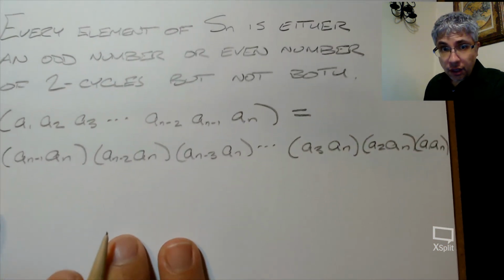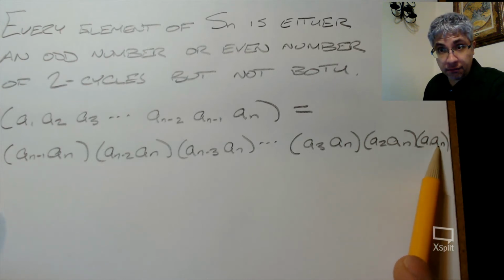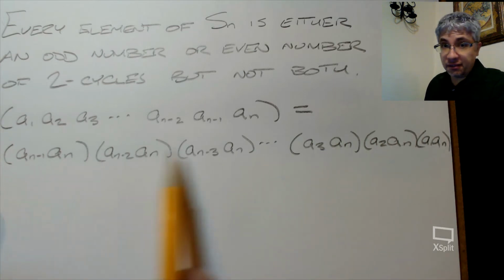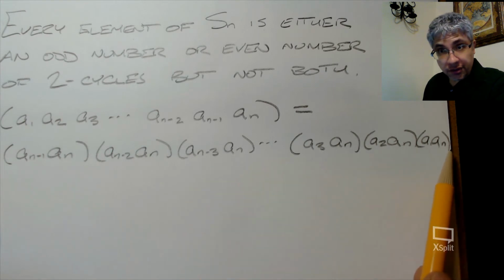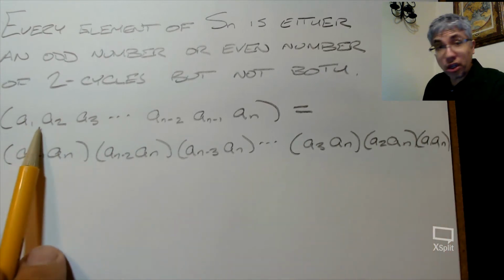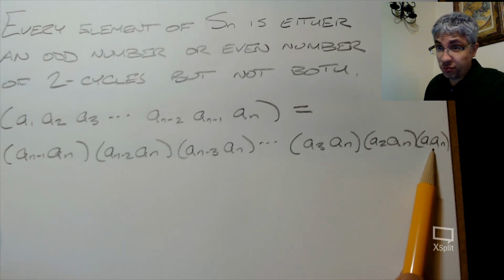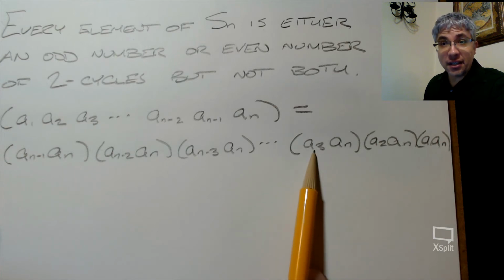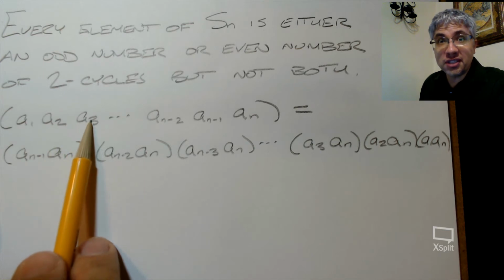Okay, so how do we do this? Well, we just check. Where does this take A1? Well, this takes A1 to An, and this takes An to A2. And in each of these, no more A2s appear. So this product of 2 cycles takes A1 to A2. Well, look, so does this. Okay, where does this take A2? Well, this doesn't move A2 at all. This moves A2 to An. This moves An to A3. And there's no more A3s appearing, so this moves A2 to A3.